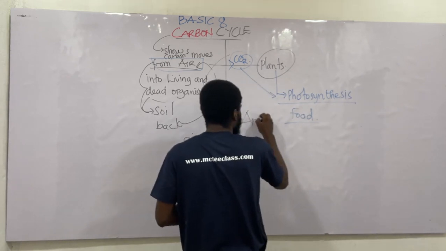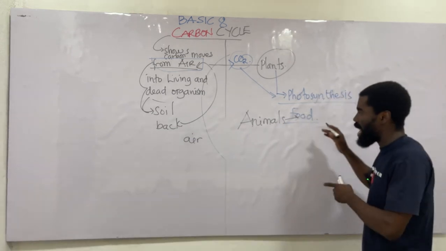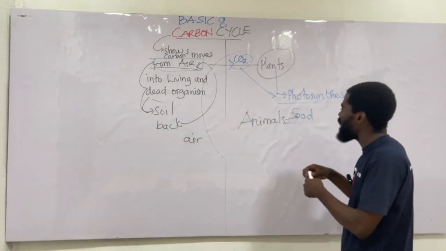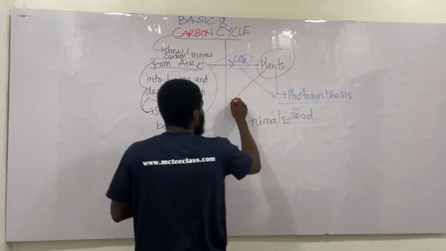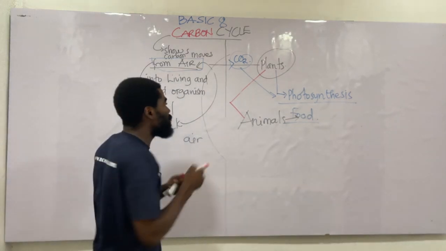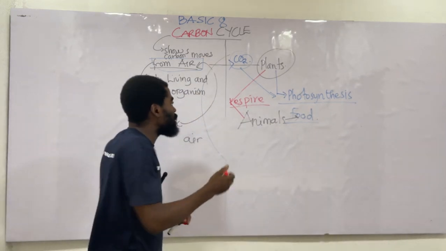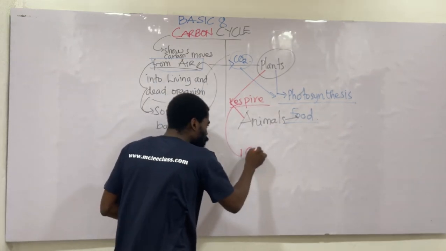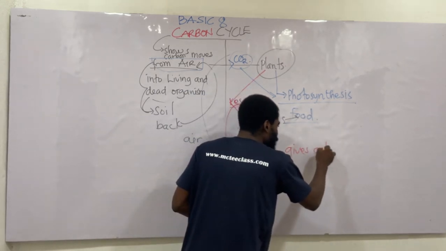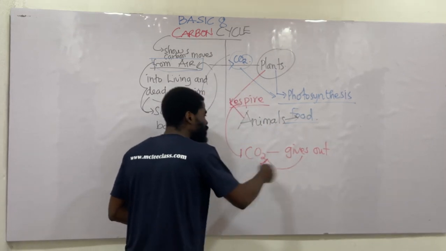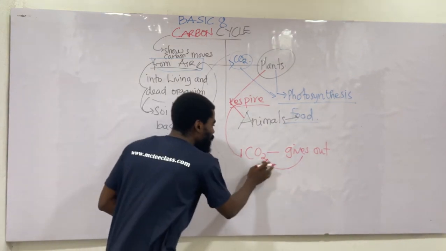So we are saying that plants manufacture their food, the animals will feed on the food, then they get what? They get their energy. Now, once again, these plants and animals, they respire. When we say respire, they undergo respiration. Now, their respiration releases CO2. So it gives out what? CO2. When they respire, when they breathe in and breathe out, during the process, they do what? They give out the CO2.